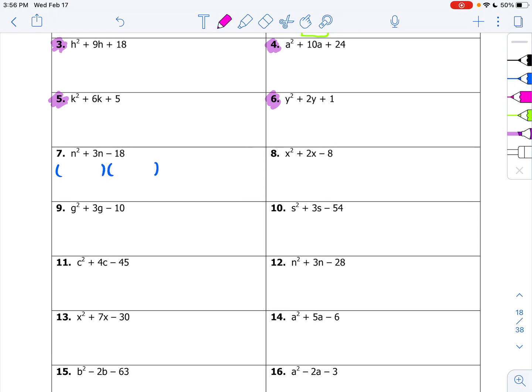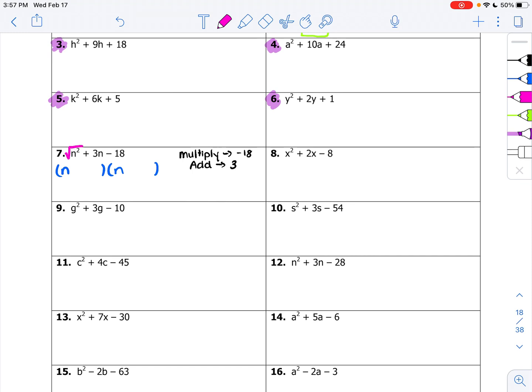And the square root of n squared is n. So that's my first two terms. Then I need to know what can I multiply to get negative 18, and what can I add to get a positive 3. So it's just a little bit more complex thinking about our combinations because it has to multiply to get a negative, which means one number is positive and one number is negative.